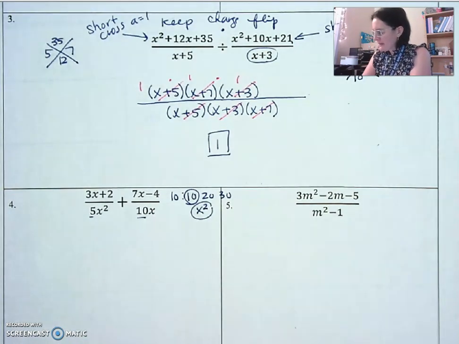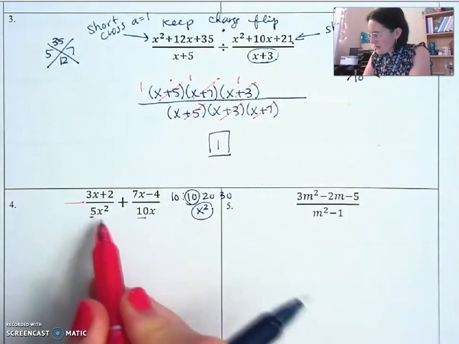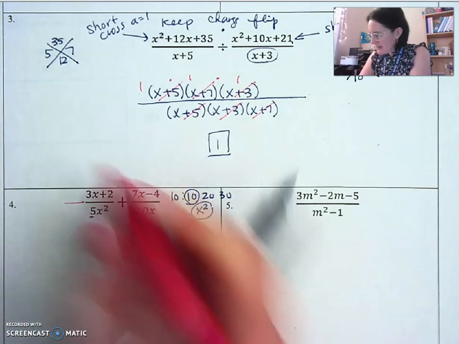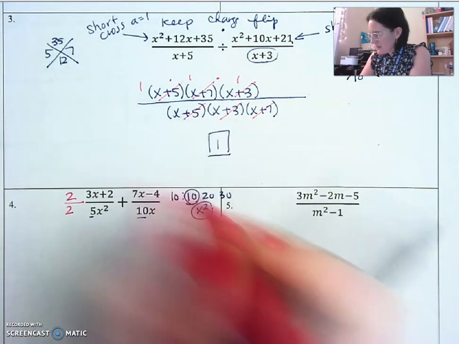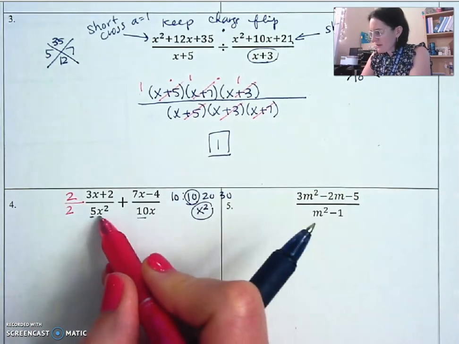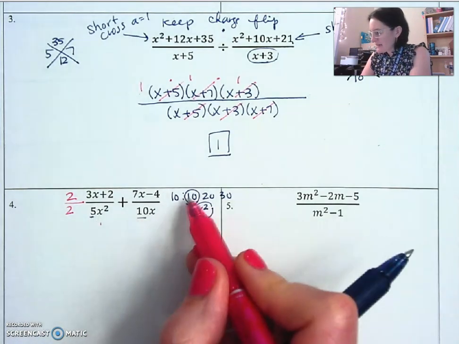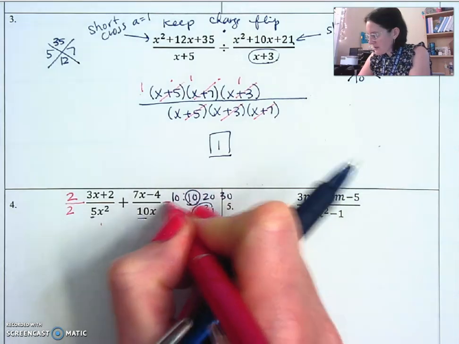So now I rewrite them. In the first numerator, I need to do 5 times 2 to make it have a 10. And it already has an x squared, so I don't have to change it anymore. For this denominator, it already has a 10, but it needs one more x.